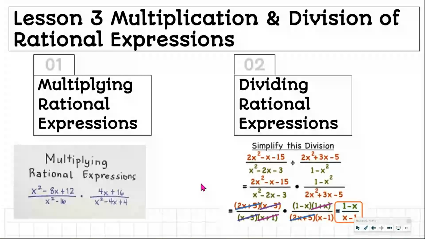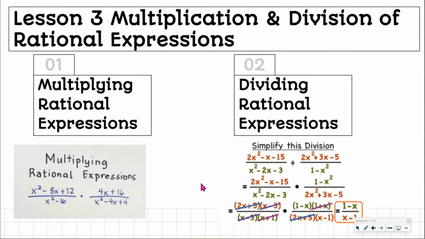Okay, this is lesson 3, multiplication and division of rational expressions. So we're going to bring in a lot of what you learned in the last 2 units, where we're going to be simplifying our polynomials by either factoring or long division, whatever you feel more comfortable with. And then we are going to be simplifying.